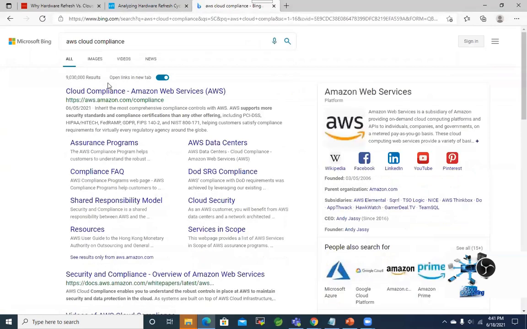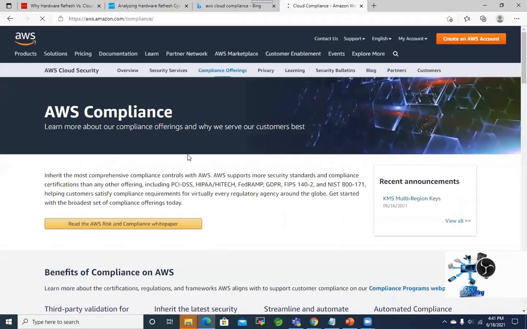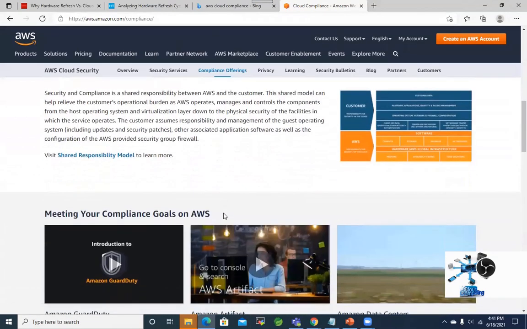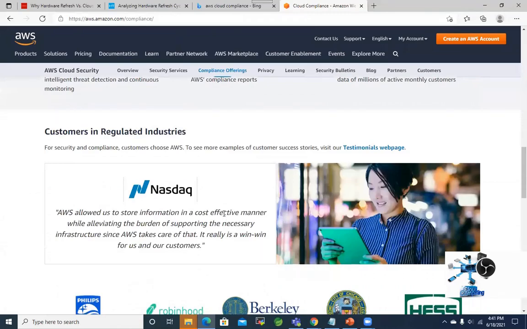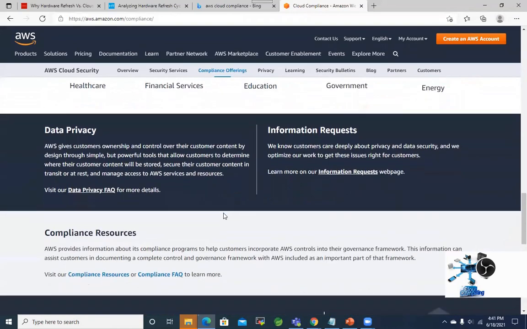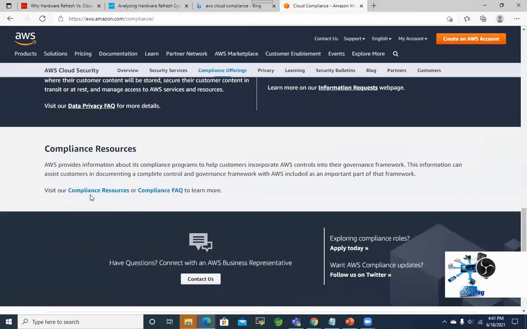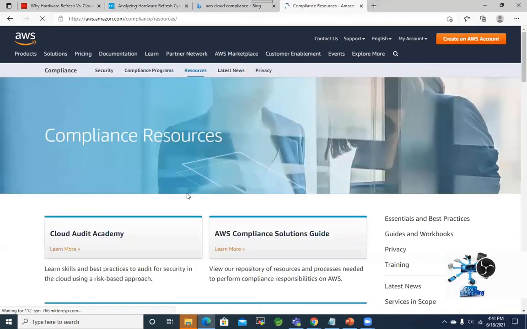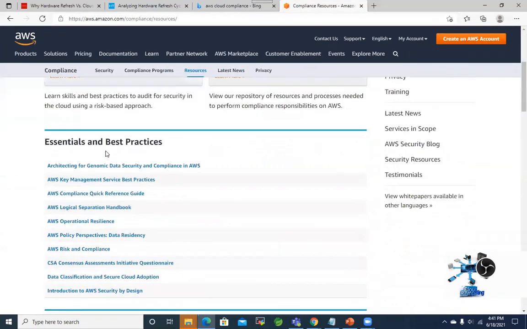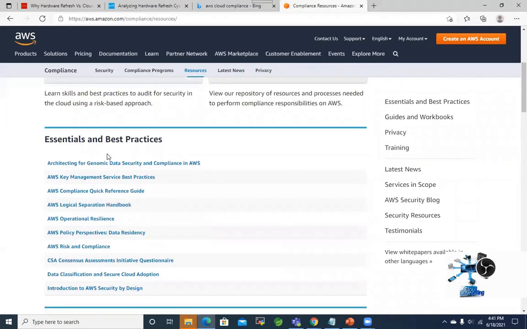They have a list. You can see they will give you their list of certificates, AWS compliance. On that, you go down, and all the compliance things will get listed. Visit our compliant resources. So you can see compliant resources. Here, all the list is there.